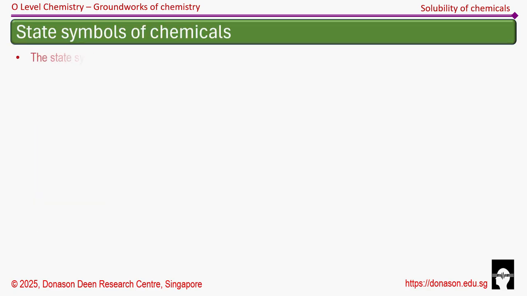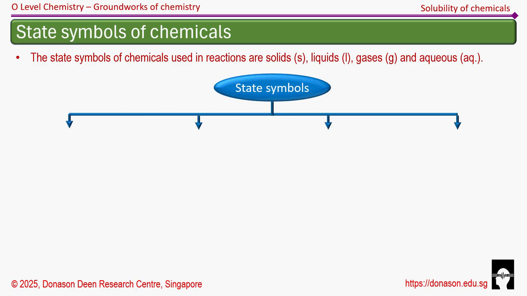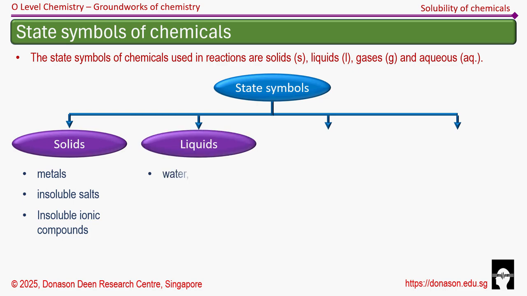As we mentioned earlier, the state symbols of the chemicals used in chemical reactions are solids with a short form of S, liquids with a short form of L, gases denoted with a G, and the aqueous state, which is indicated with an AQ after the name of the chemical. We will use solid as the state symbol for metals, insoluble salts, and insoluble ionic compounds. We will use liquid as the state symbol for water and molten substances.